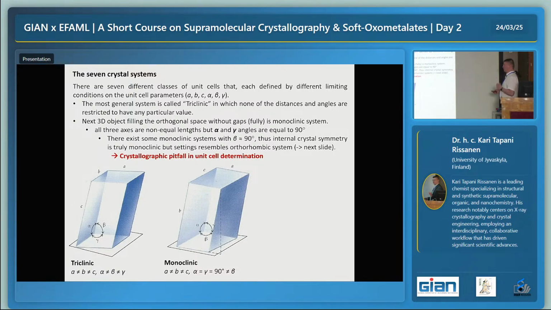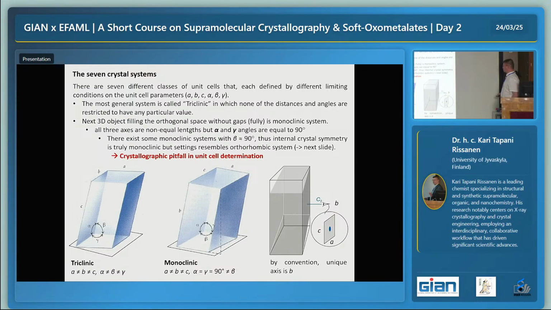So you have to be very careful when using the computer program. When the diffractometer gives you guesses of the unit cell, check that it's reasonable. Could it be something else? Because if you misselect the crystal system, you can't solve the structure. That's the idea. Okay, we go forward.